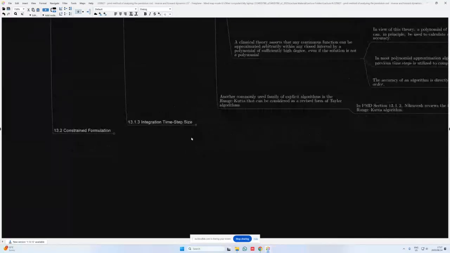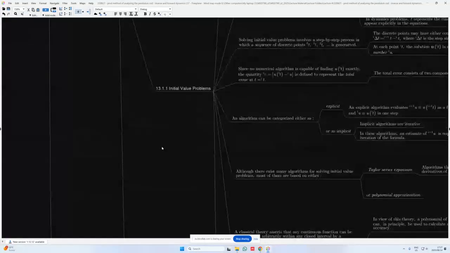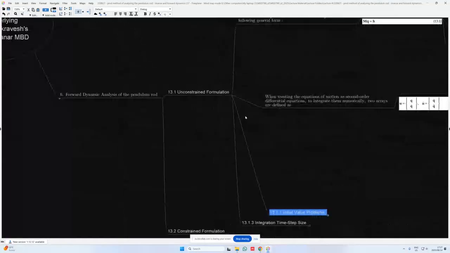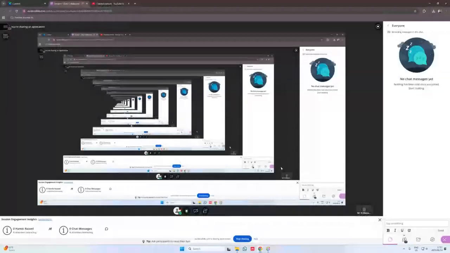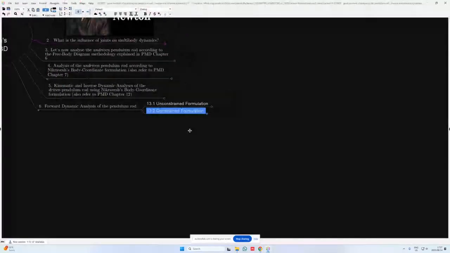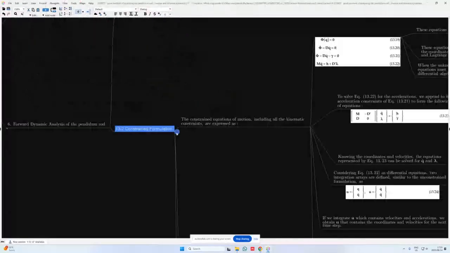Okay, so that is then everything for the unconstrained formulation. Before I continue on to the constrained formulation, are there any questions at this stage? All right, I think we're still good. So in that case, I'm then going to continue on to the constrained formulation.